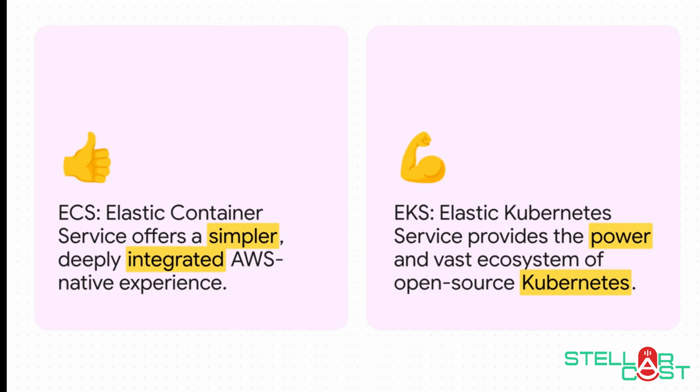Remember that Docker container we made earlier? Well, now we have to actually run it. Probably hundreds or thousands of copies of it. On AWS, you basically have two main choices. There's ECS, which is the simple AWS native, it just works option. Then there's EKS, which gives you the full power and flexibility of Kubernetes, which is pretty much the industry standard. The choice really comes down to a classic trade-off. Do you want simplicity or do you want ultimate power and flexibility?